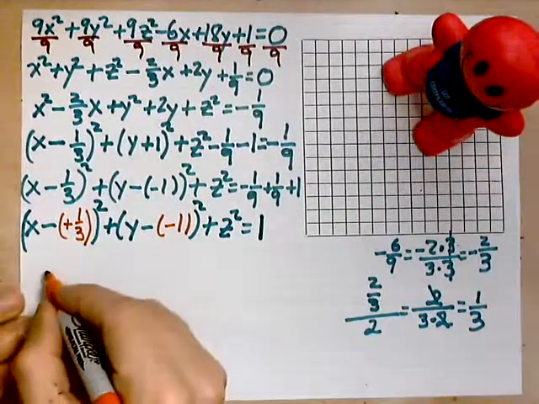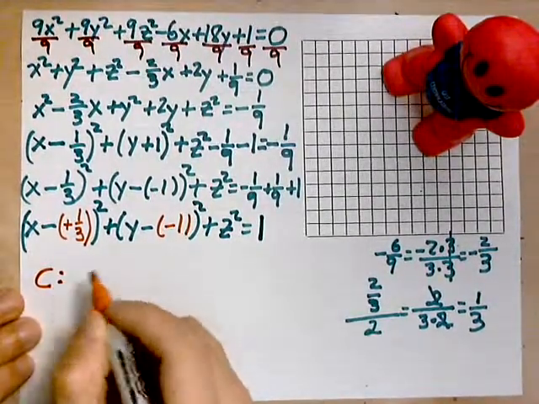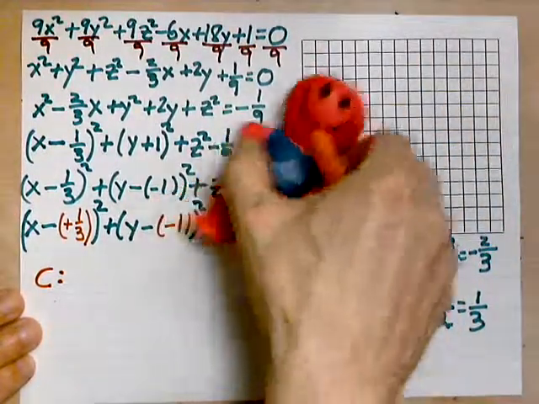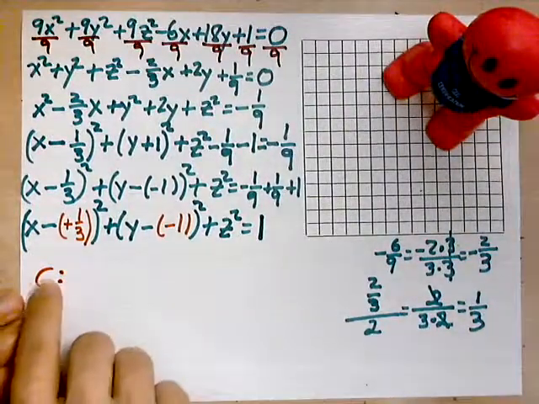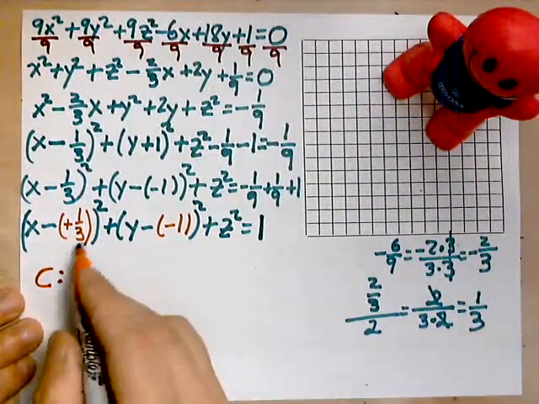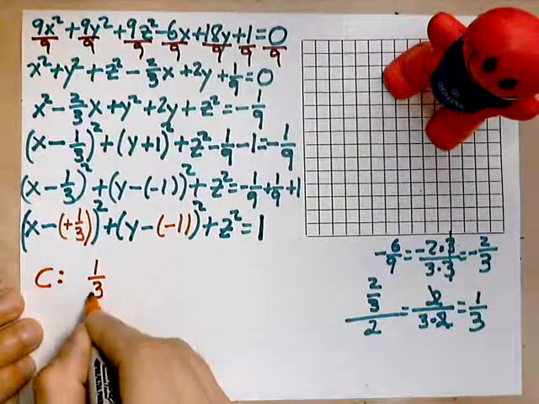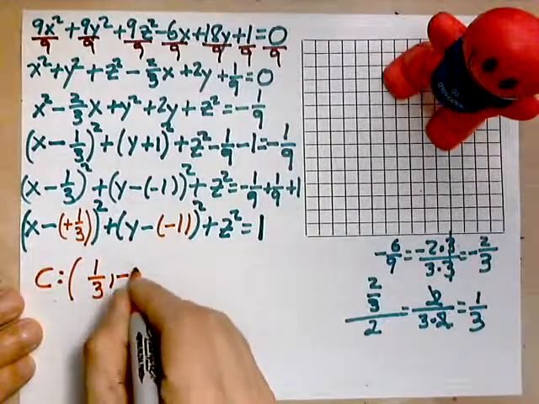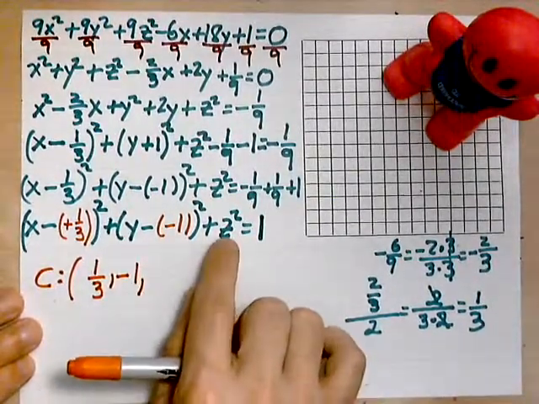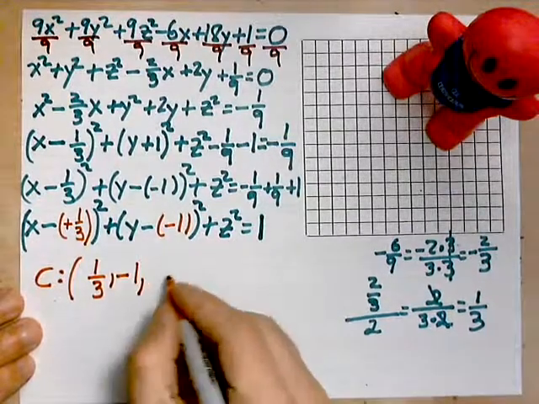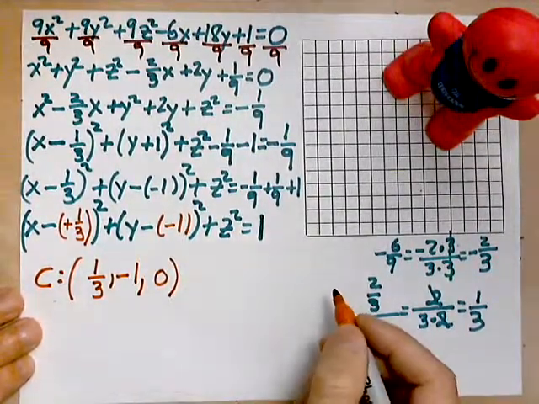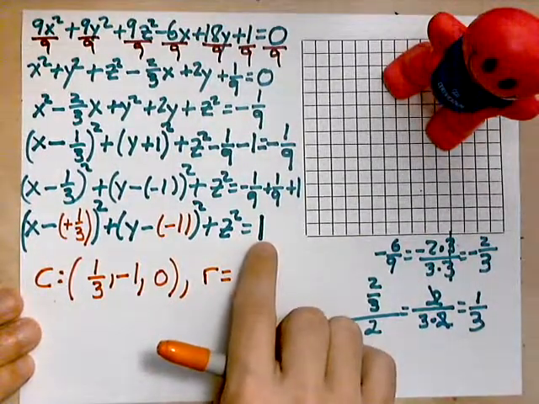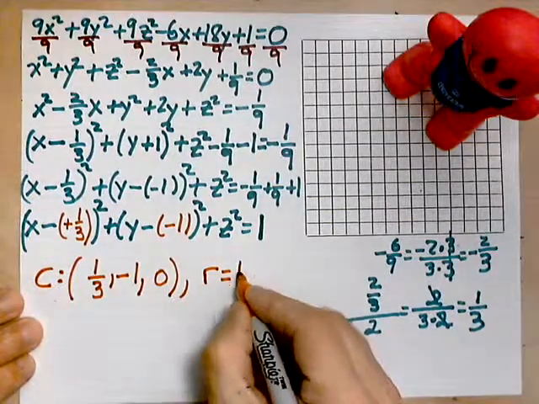And we can write down the center of the sphere as, and again, a smiley face over here. All right, that means C, center of the sphere. We have 1 third for x, negative 1 for y, and 0 for z. The radius of our sphere is the square root of 1, which is again 1. That doesn't change.